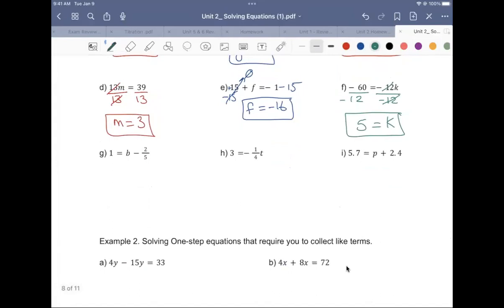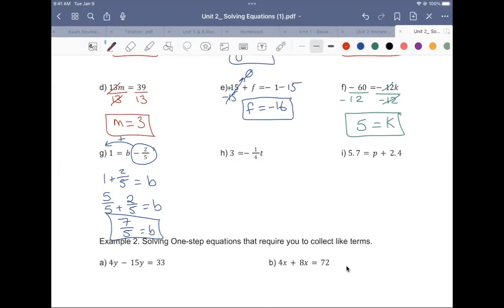Then I have 1 equals b minus 2/5. Another thing that you can keep in mind is that when you are adding or subtracting, you're just moving it across the equal sign and changing the sign. So this negative becomes positive, and a positive becomes negative. So 1 plus 2 over 5 equals b. To add these together, I need to get this into a fraction. 1 as a fraction with a denominator of 5 is just 5 over 5. Plus 2 over 5 is equal to b. So 7 over 5 is equal to b.